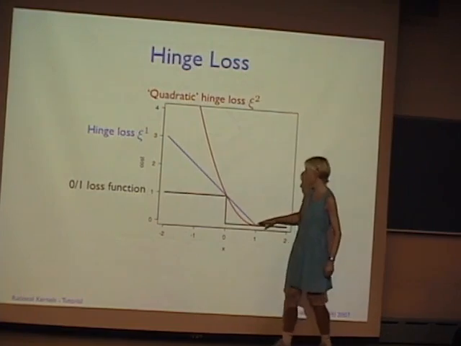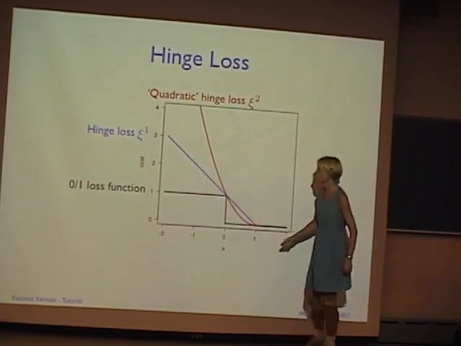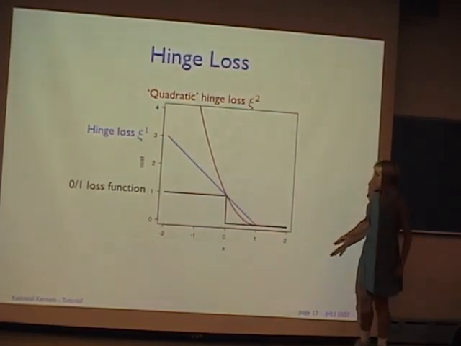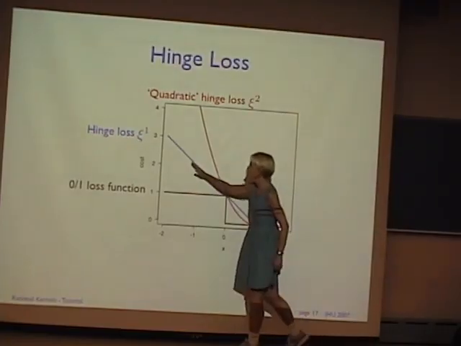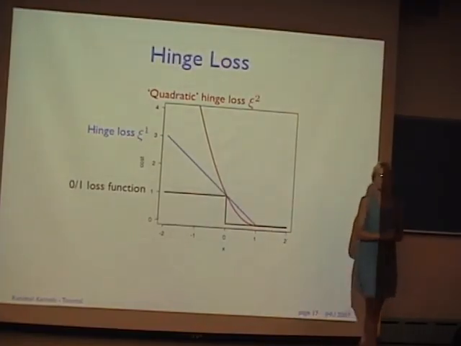You could, in alternative, also make use of the quadratic hinge loss. That's not as popular in SVMs because this one leads to a nicer optimization problem. But it is an approximation.